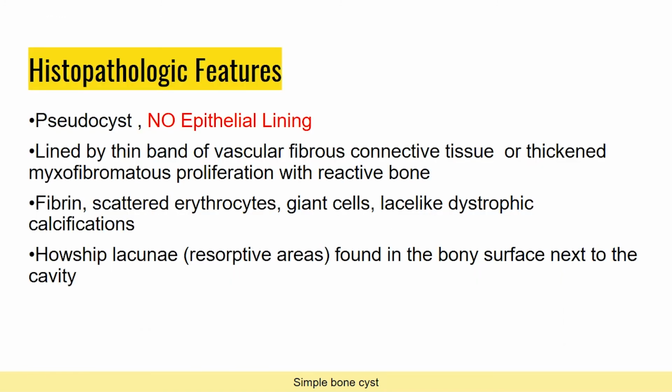Histopathological features of a simple bone cyst. It is a pseudocyst, which means it does not have an epithelial lining. Instead, it is lined by a thin band of vascular fibrous connective tissue or thickened myxofibromatous proliferation with reactive bone. Fibrin, scattered erythrocytes, giant cells, and lace-like dystrophic calcifications are found. Horseshoe-shaped lacunae, which are resorptive areas, are found on the bony surface next to the cavity.